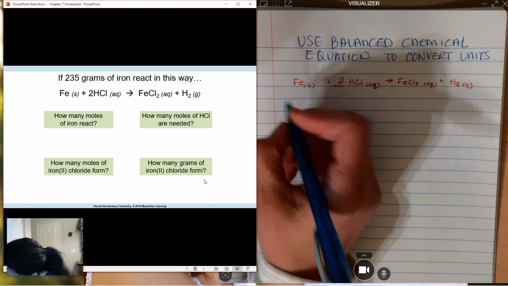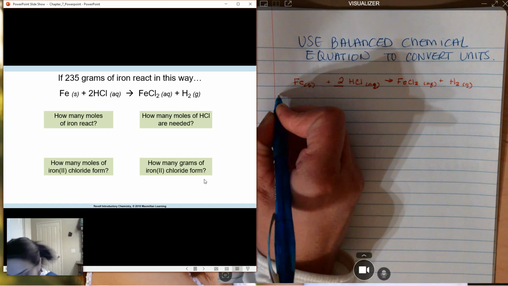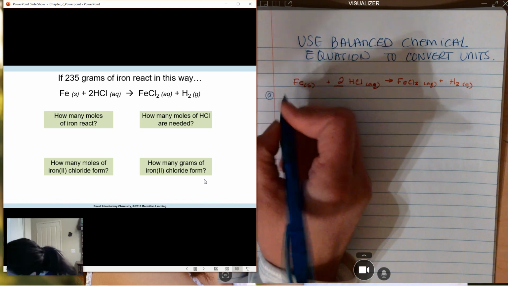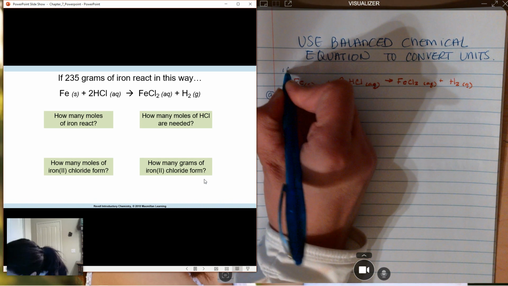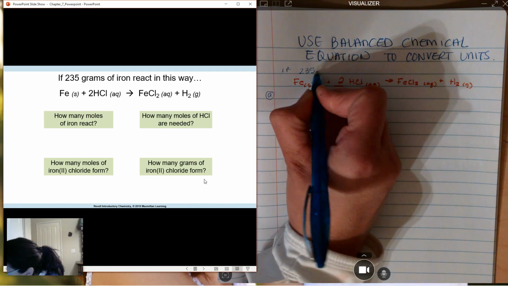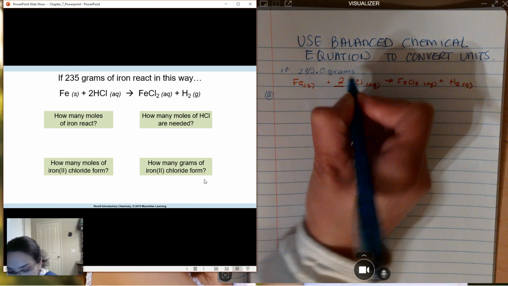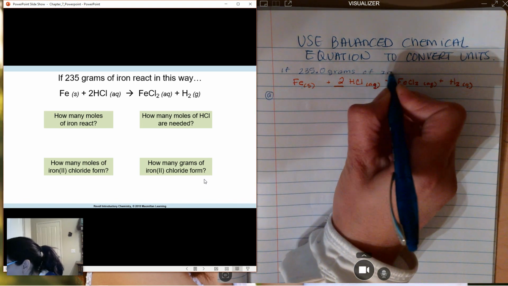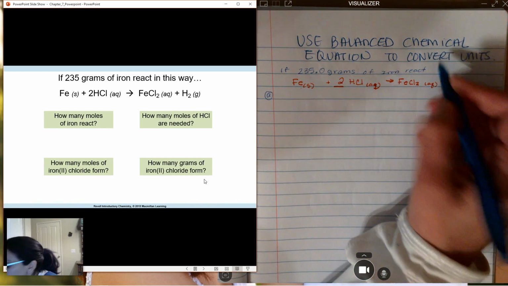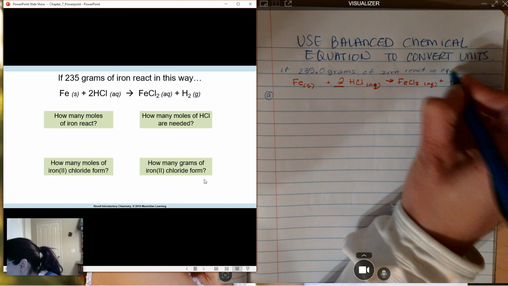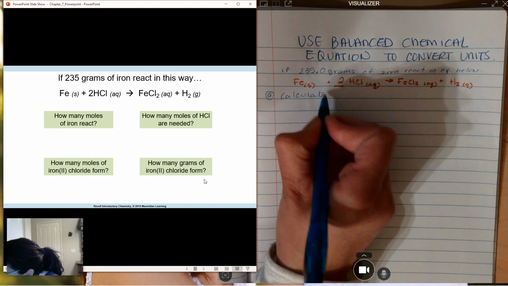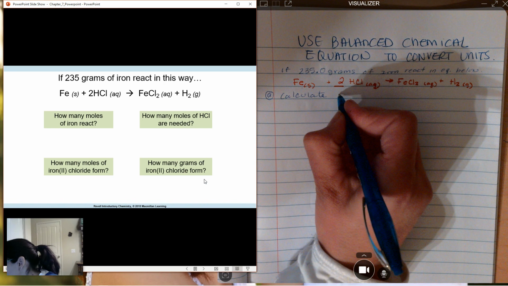Okay. So let's write this in different steps. Question A says calculate the moles of iron reacting. So actually, let me write this up here. If 235.0, I'm going to add the .0 to this one here, grams of iron react in the equation below. A, calculate the moles of iron reacting.